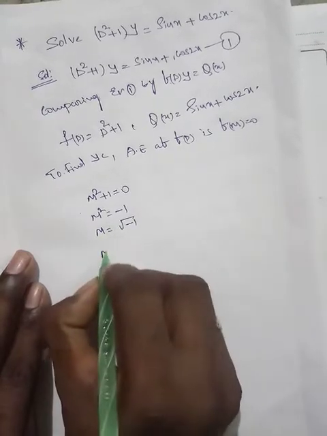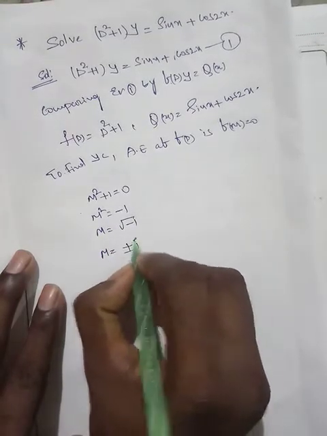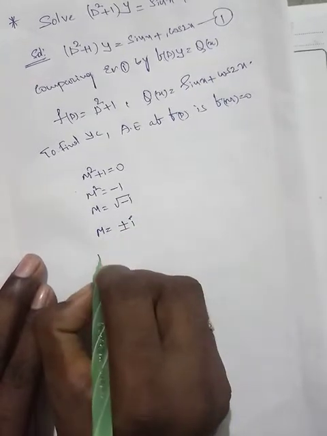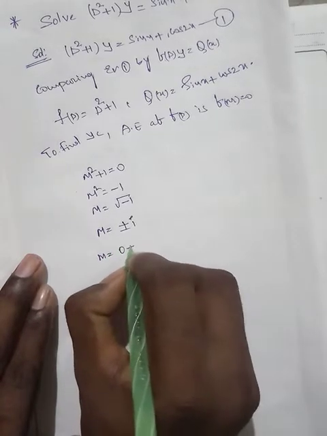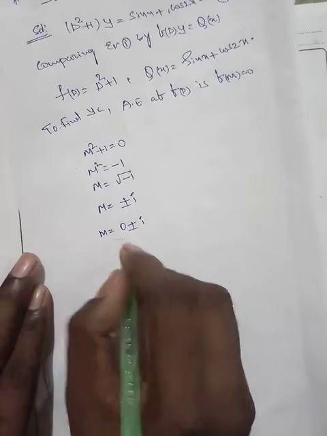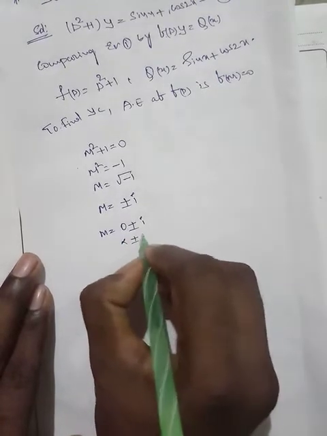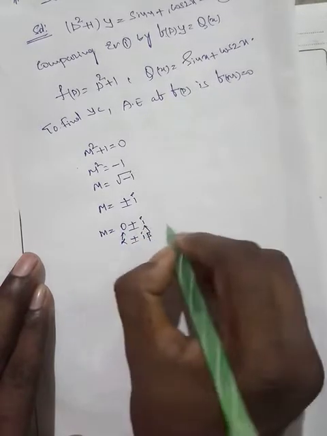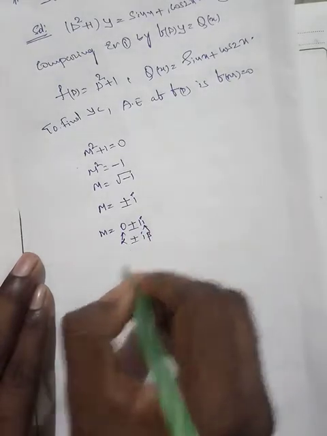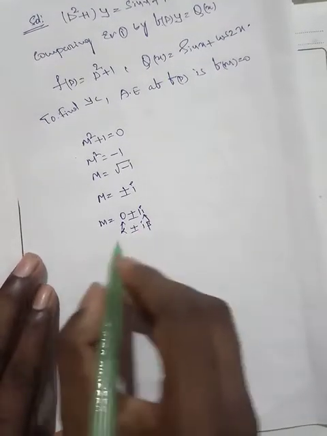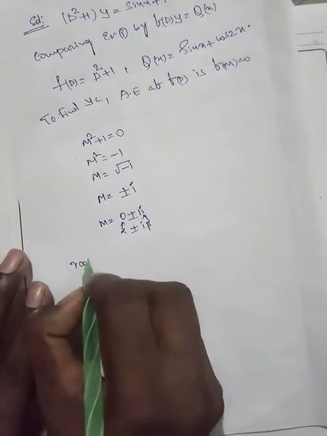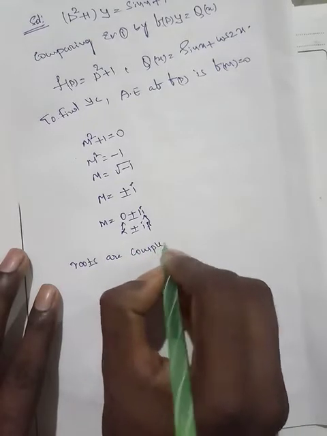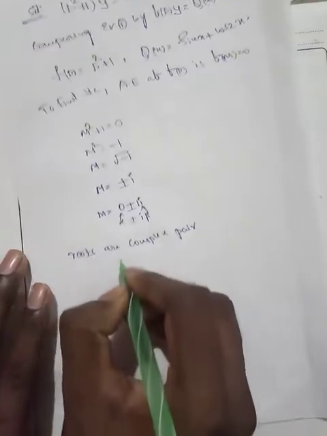So I can write m equals plus or minus i, changing this root into a complex root. So m equals 0 plus or minus i, which is in the form alpha plus or minus i beta. Alpha equals 0 and beta equals 1, the coefficient of i. So the roots are a complex pair.